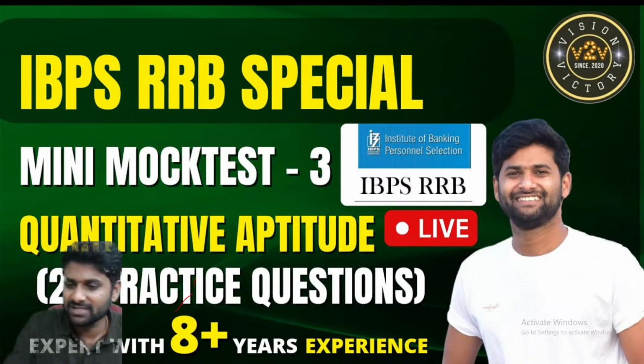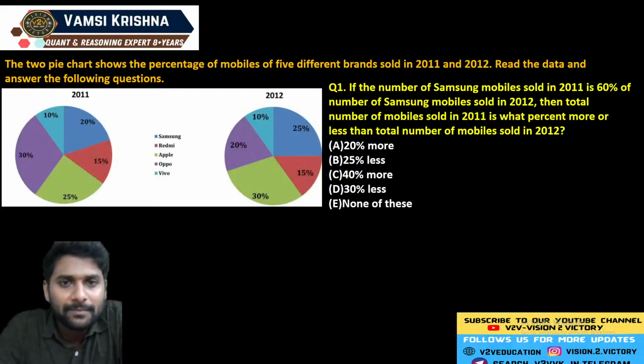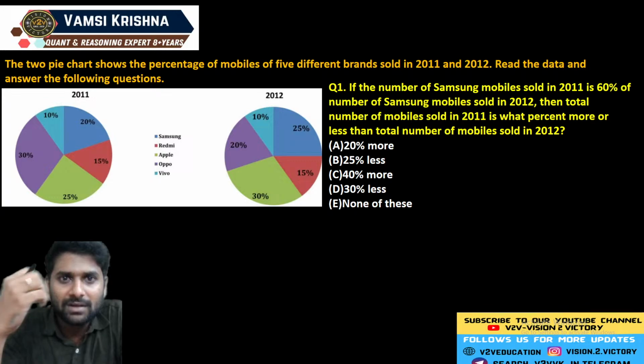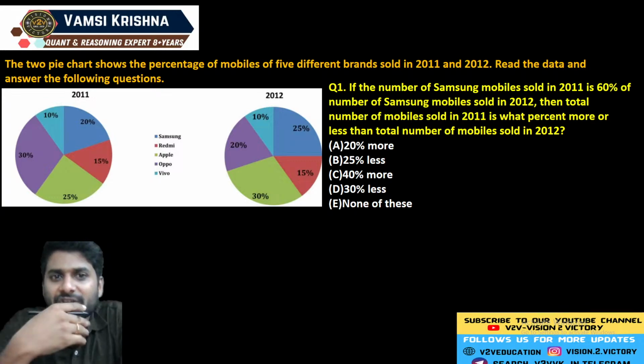So let's start our session. We'll discuss 20 more questions in quantitative aptitude. First set, try to understand the data interpretation. It's a pie chart, you already know that. The two pie charts show the percentage of mobiles of five different brands sold in 2011 and 2012. Read the data carefully and answer the questions.